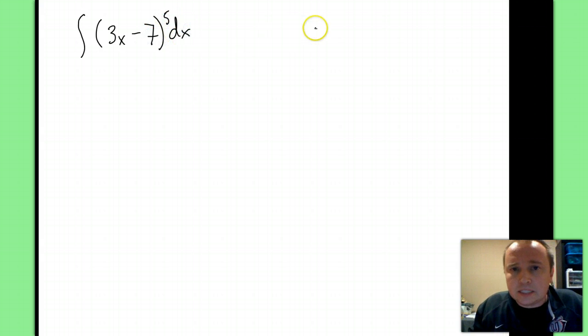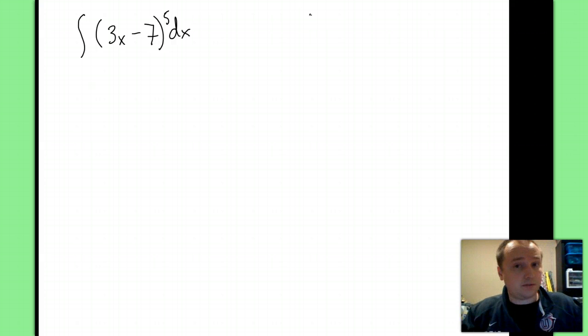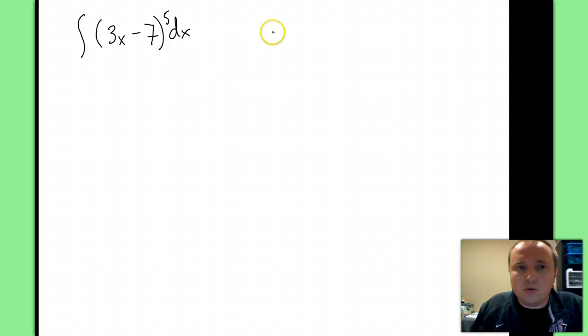Okay, let's get into ones that are going to throw a little hiccup at things. Let's say you had the integral of 3x minus 7 to the 5th dx. Do you really want to FOIL that out 5 times? The answer is yes. Best of luck to you. For the rest of us, instead we're going to do a u substitution.